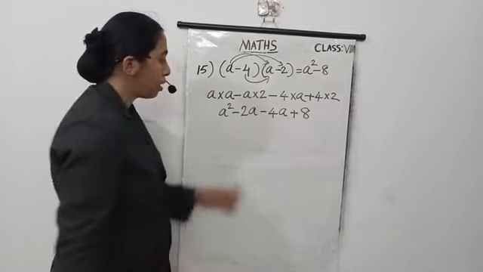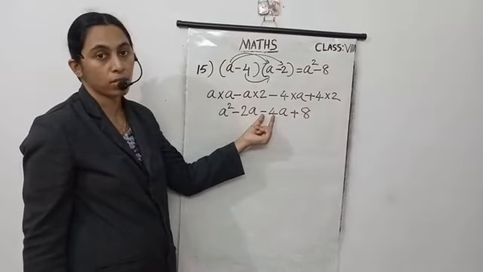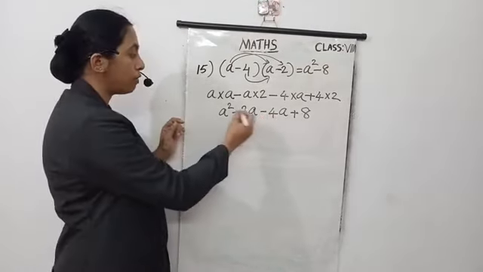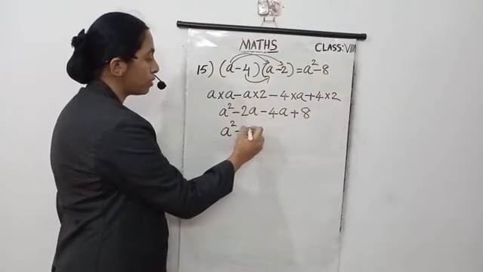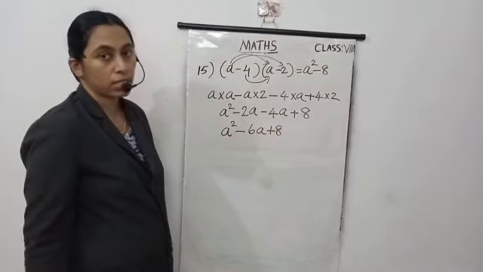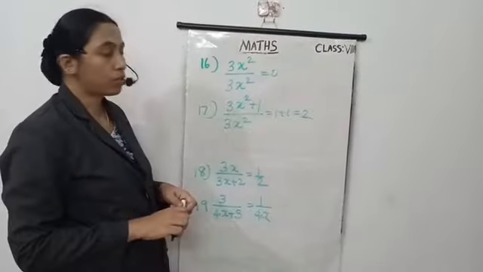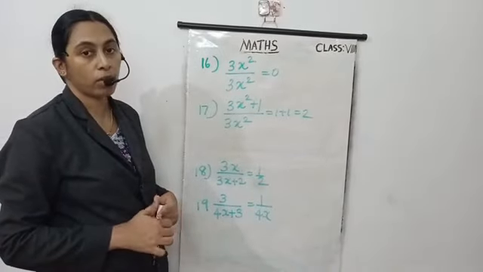8. Now these two are like terms. Here minus, here minus. So add and give minus sign. So a square minus 2 plus 4, 6. So a square minus 6a plus 8. This is the correct answer. Now question number 16. 3x square by 3x square equals 0.